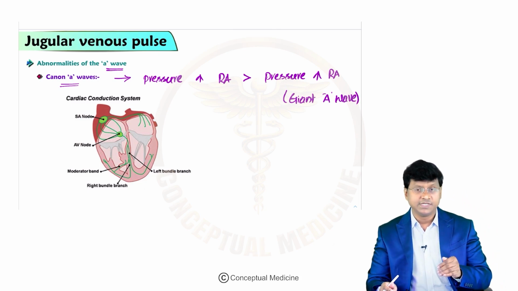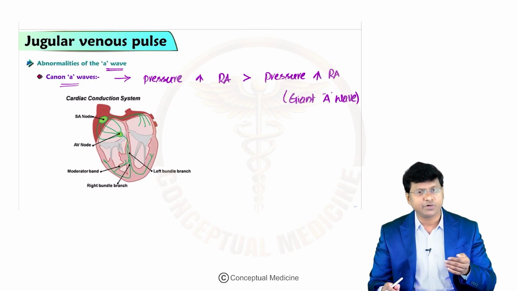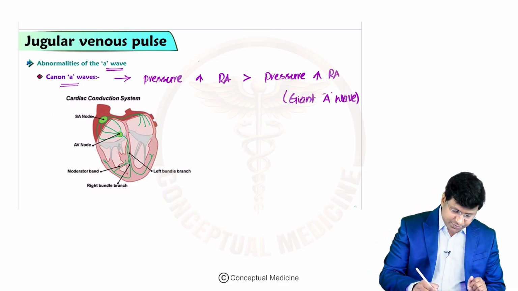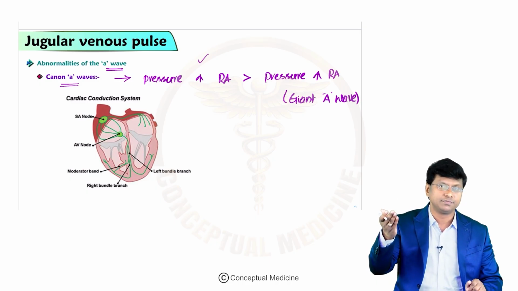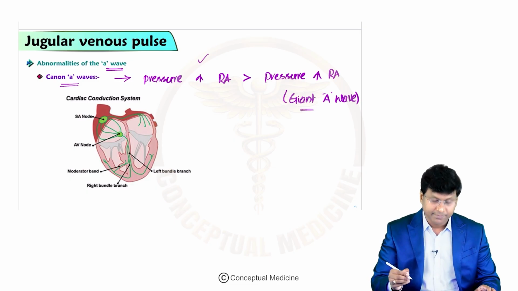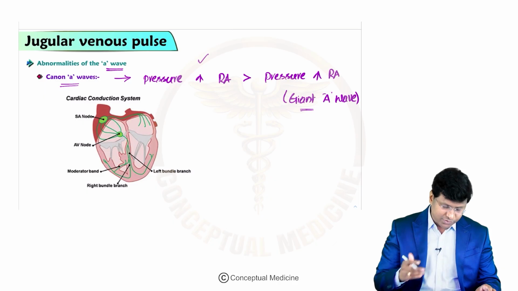Right? So, in giant A wave also the pressure rise will be there, and in Cannon A wave also the pressure rise within the right atrium will be there. But the pressure rise within the right atrium in case of Cannon A wave is much more than that of the giant A wave. Okay. Now, what are those clinical conditions?